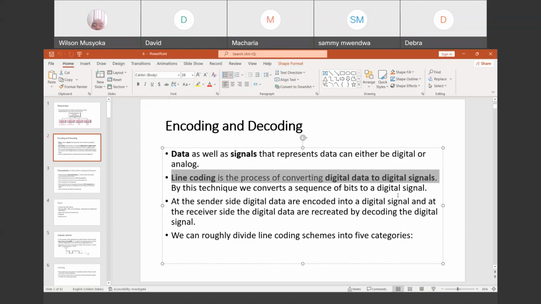That is where we convert a sequence of bits into a digital signal. At the sender side, the digital data is encoded into a digital signal, and at the receiver side, the data is created back by decoding the digital signal. So those line coding mechanisms can be categorized into 5.